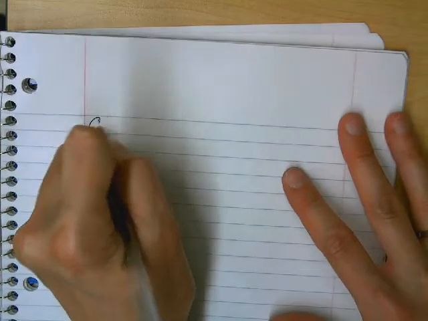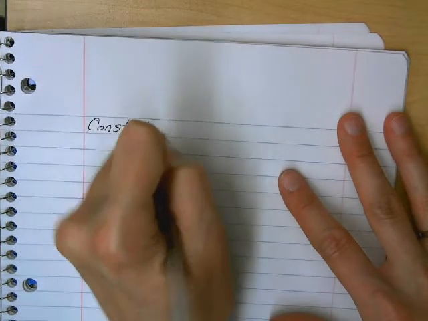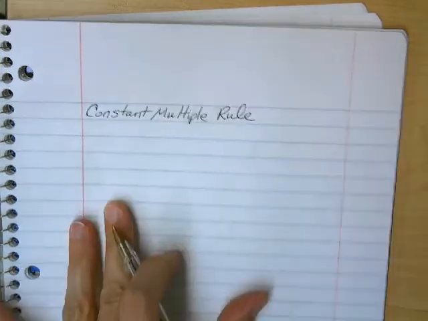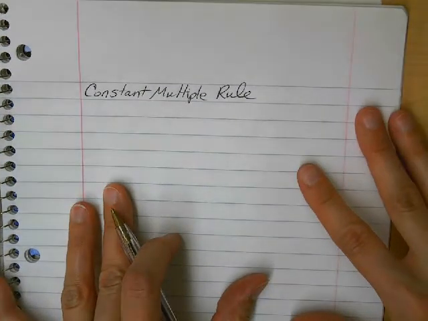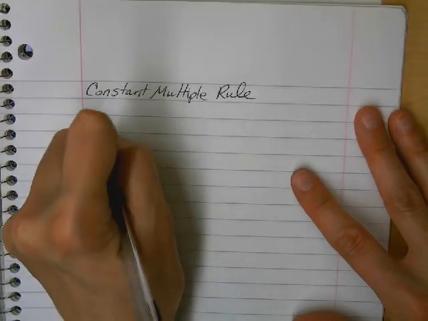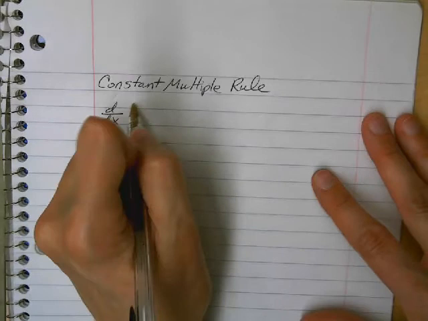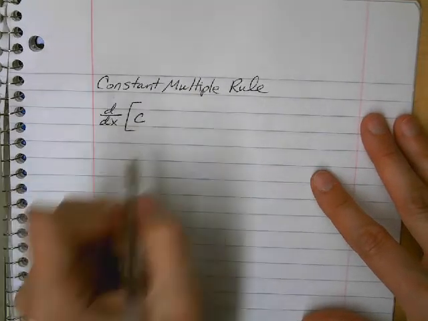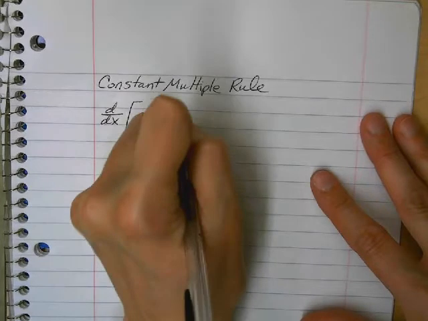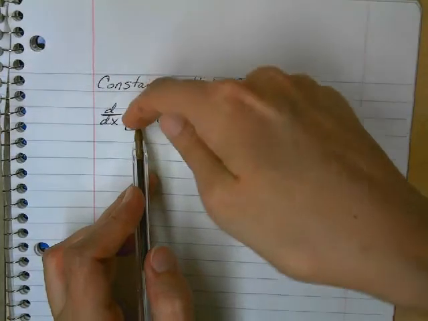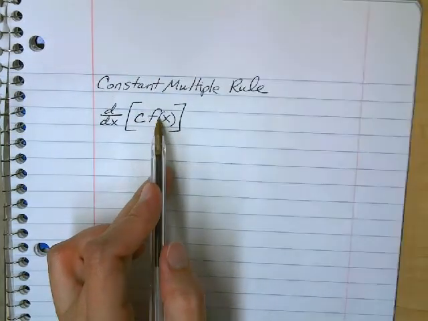Okay, now let's get to a couple more difficult ones. There's a constant multiple rule. Okay, so this is just some d dx. That means this is how you find the derivative. What if you have a constant times a function? Like what if you had a number for c, like 5, and then some function like x to the 5th, or x to the 6th?